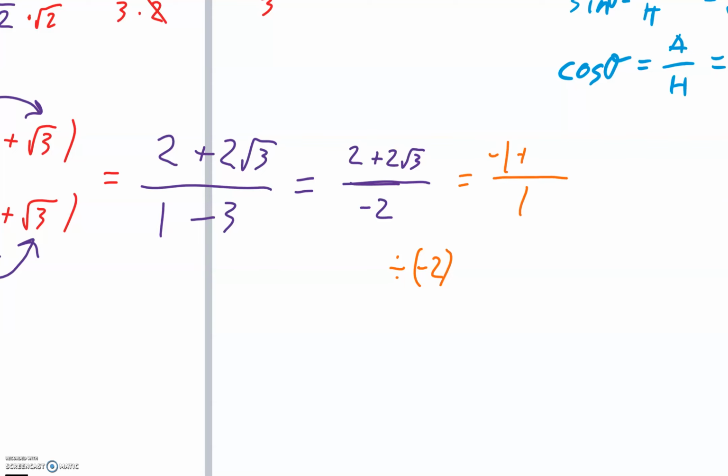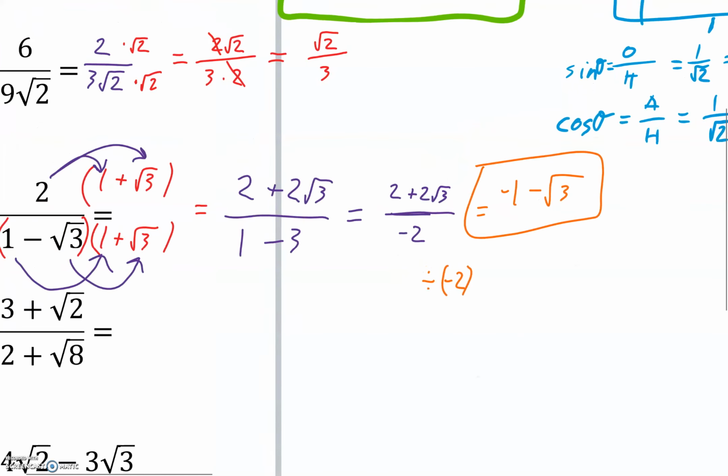Negative 1 minus root 3 on top. And so this is our final answer here.